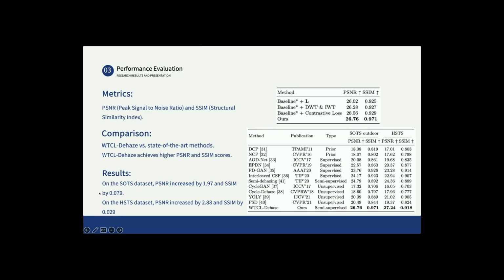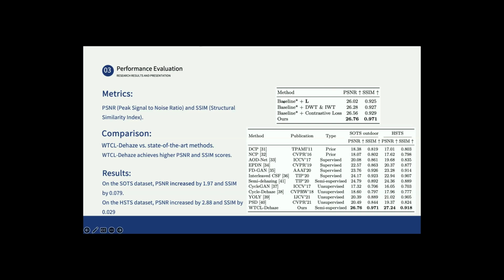Our model also has the performance of PSNR increased by 2.88 in PSNR and SSIM by 0.029 for the HSTS dataset.